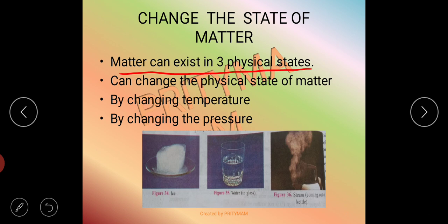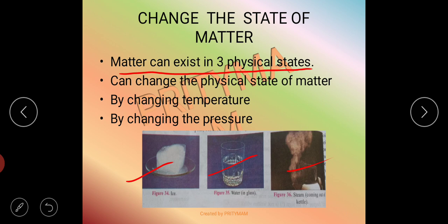Water comes as ice out of the freezer of the refrigerator, as water out of the tap, and as steam, means I am talking about water vapor, out of the kettle of boiling water. You can see over here, this is ice which is kept, this is water, and this is steam, the water vapor which is coming out.